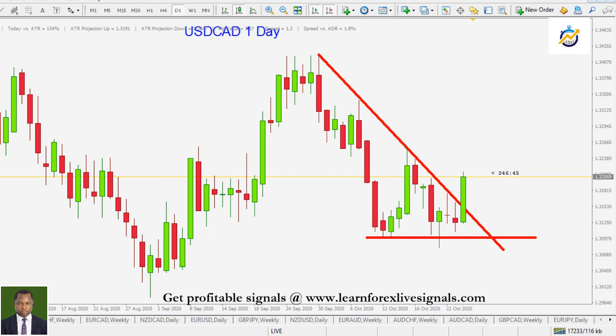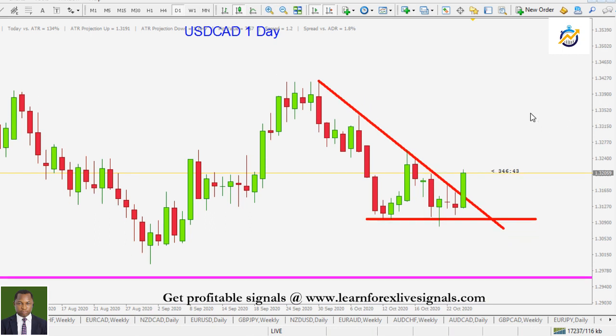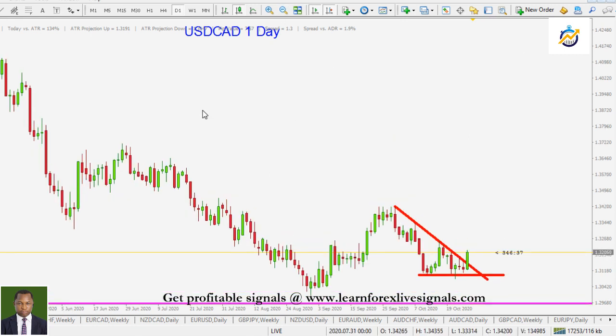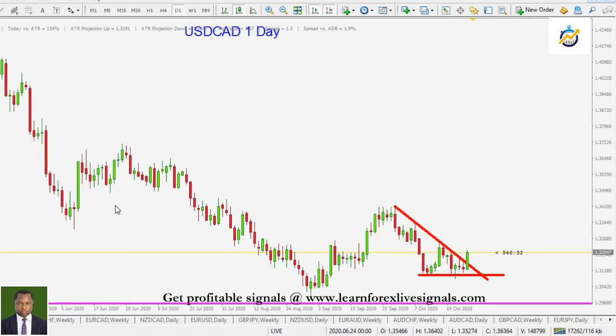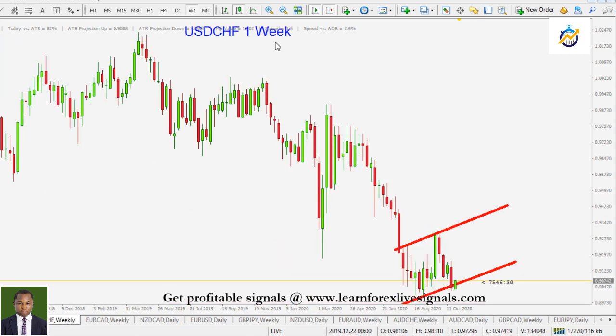The breakout is happening in the preferred direction, and we'll be very happy to search for long opportunities in that direction if we find an entry. All right, nothing more here. Okay, so let's move on to the next pair, the American dollar against the Swiss franc.